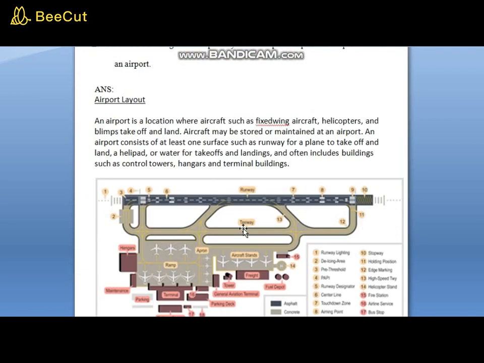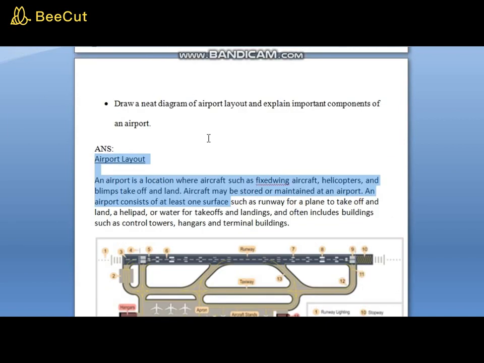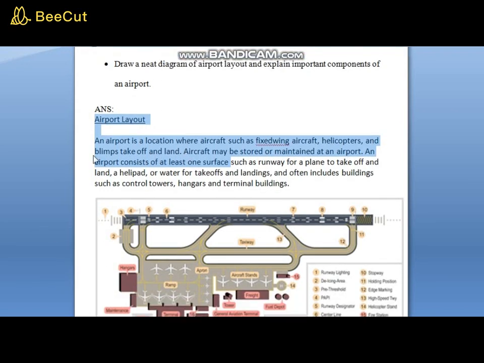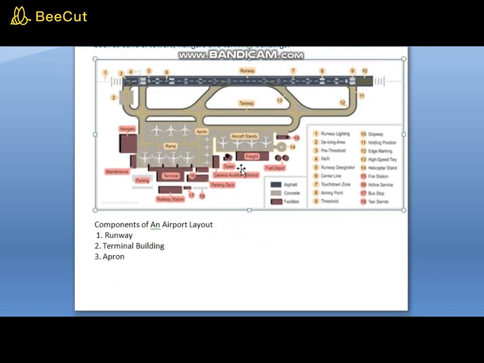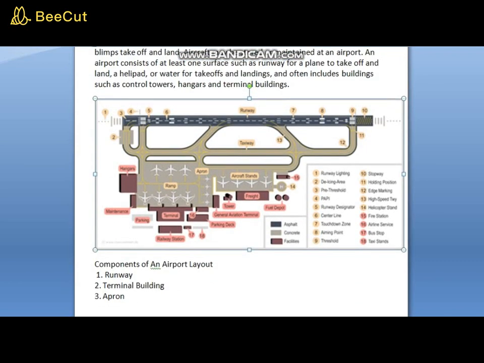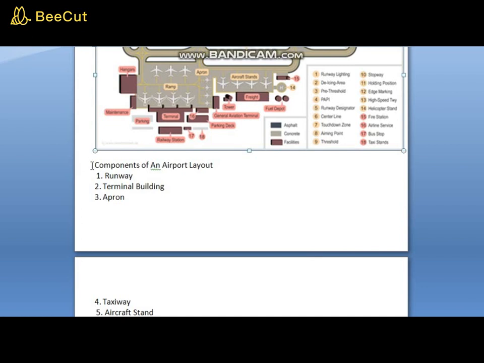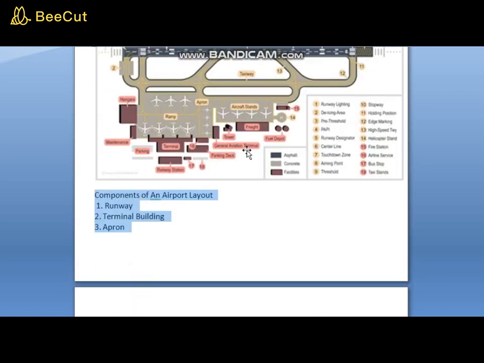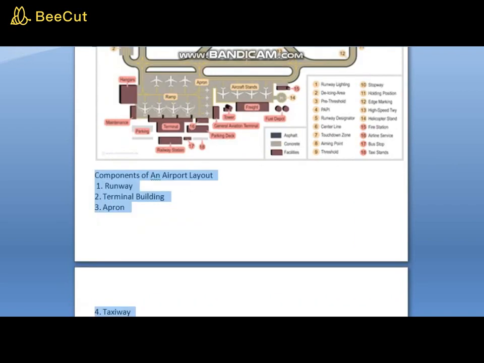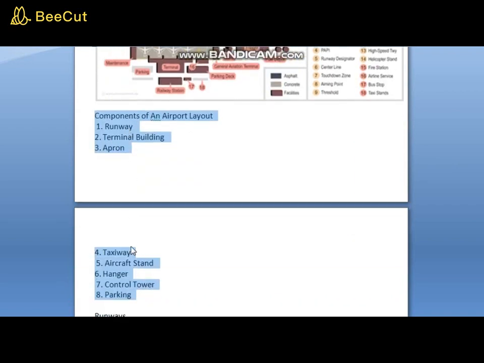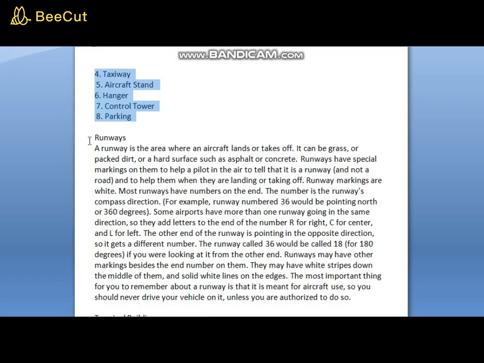So if a question is asked on airport layout, what do we need to do? The question may ask you to draw a neat diagram of an airport layout and explain the important components of an airport. First we need to explain the layout of an airport. Then the diagram is very important. After the diagram we need to describe the important components. In the diagram you can find many, but these are the main components and we need to describe each component.